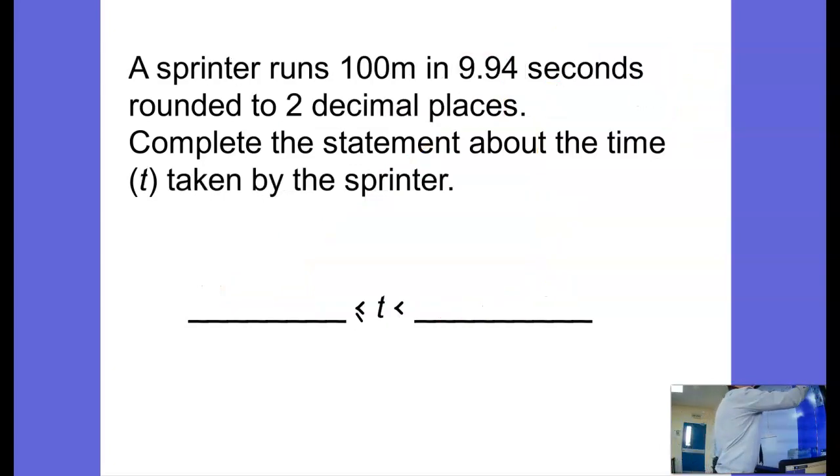Let's look at another one on decimals, this one. So we've got a sprinter, runs the 100 metres in 9.94 seconds. That's been rounded to 2 decimal places.